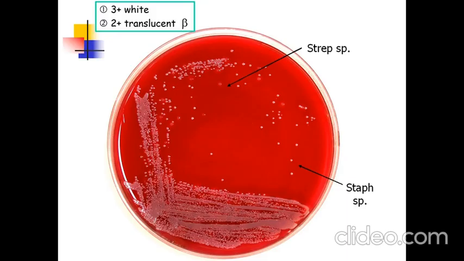So in this situation, it would be a translucent beta that we're seeing. So that's colony number 2 up there. Colony number 1 would be that 3+ white. So it's a little more prevalent, and we are seeing a white pigment to it.